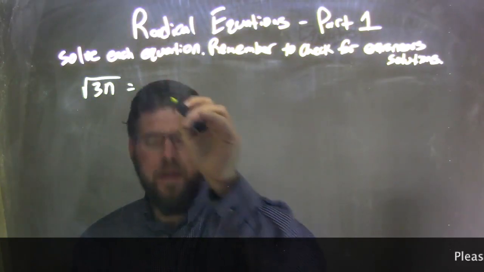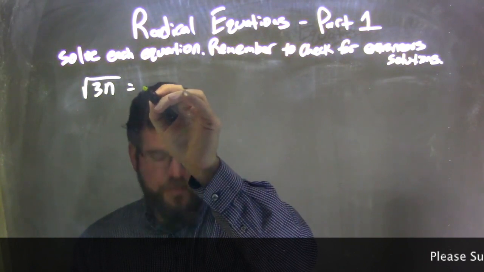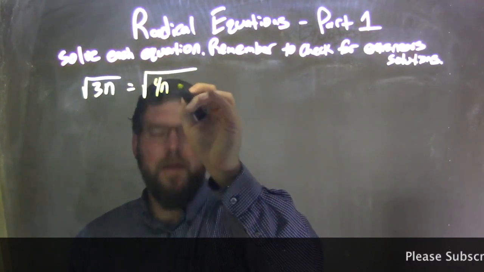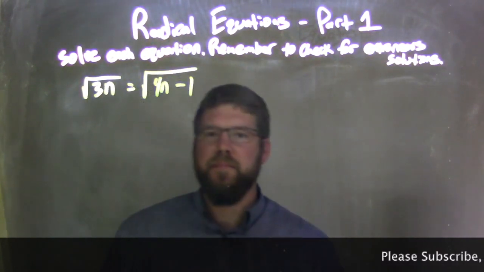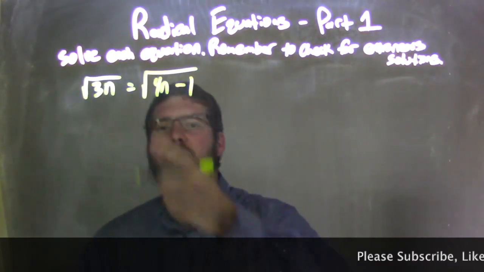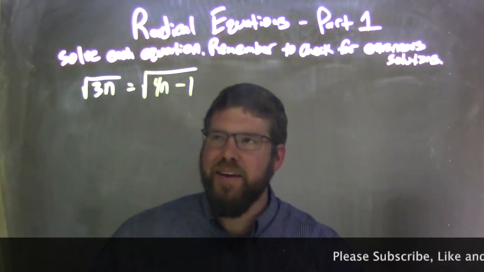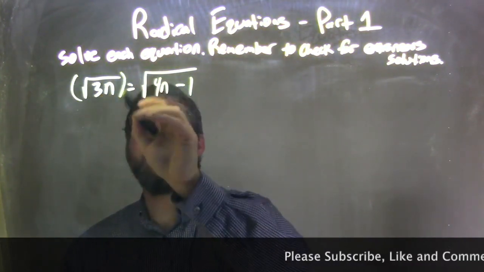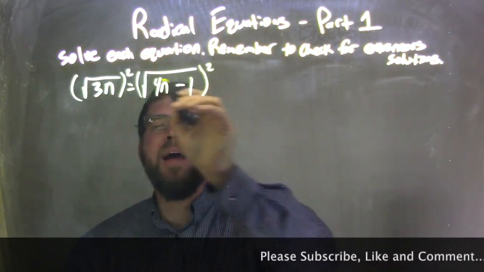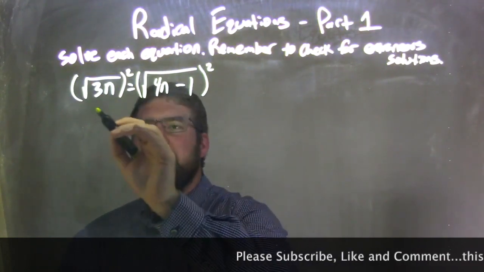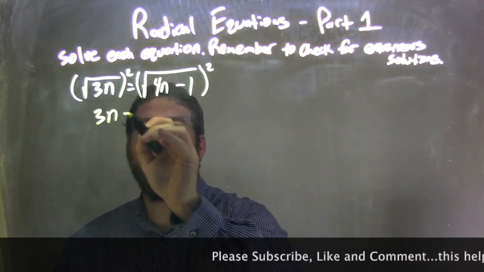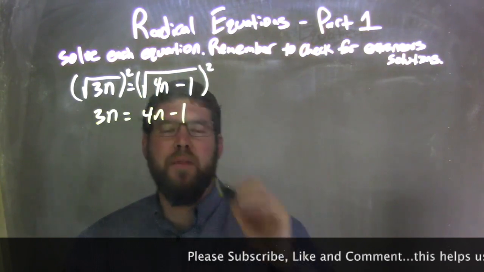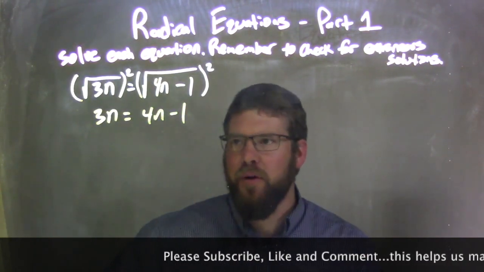3n equals, double square roots here, square root of 4n minus 1. Well, I have a square root on both sides, but both of them are isolated, which is nice. So I'm going to square both sides. By squaring both sides in one step, I eliminate both of the square roots, leaving me with 3n on the left and 4n minus 1 on the right. Now it becomes a very simple problem to solve.